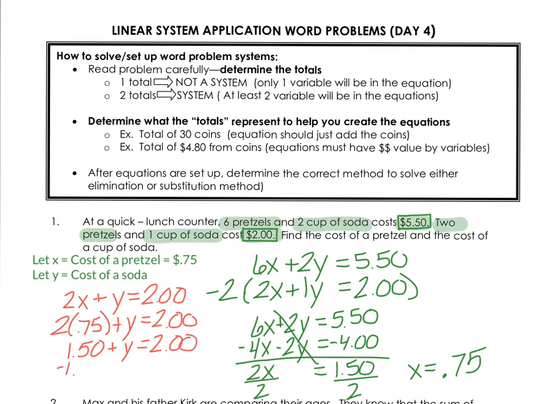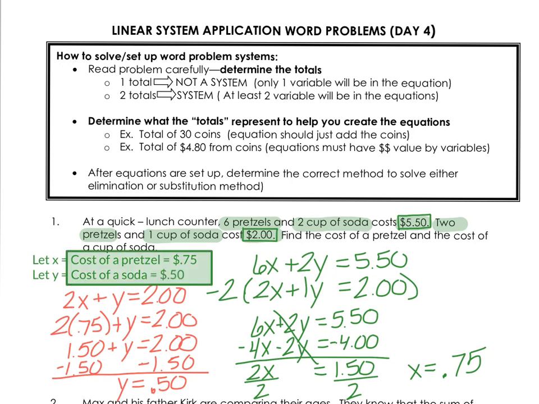And then I can subtract the 1.50 from both sides, or 1 and 50/100ths, to be y equals 50/100ths. So in my let statement now I can write that the cost of a soda is 50 cents.